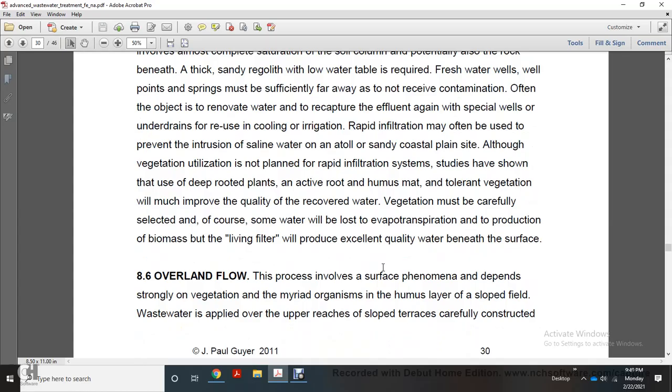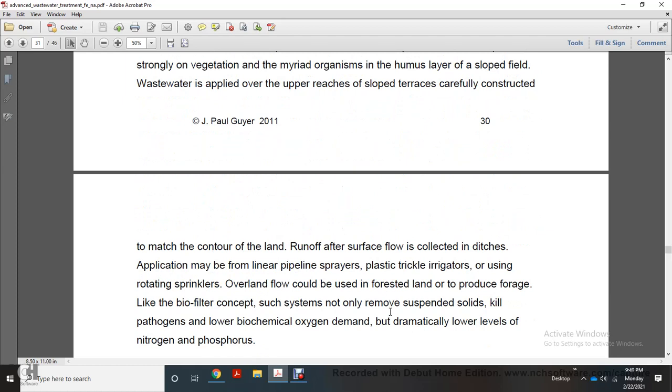Overland flow. The process involves the subsurface phenomenon that depends strongly on vegetation and myriad organisms in the humus layer of the slope field. The wastewater is applied at the upper reach of the slope area, which is carefully constructed to match the contour of the land. Runoff after the source of the flow is collected in ditches. The application may be by lay pipeline sprayers, plastic tricycle irrigators, or rotating sprinklers over the land. Flow can be used with forest land with produced forage, like a biofilter concept.